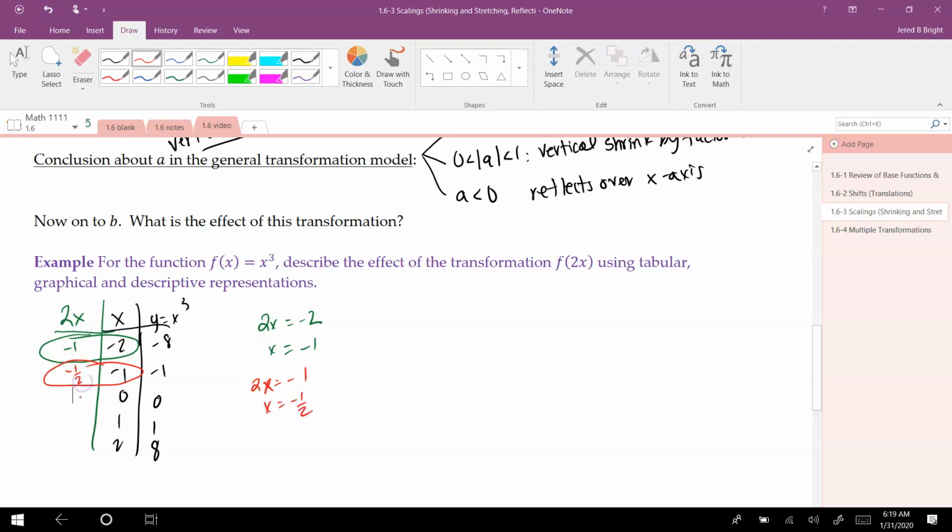And so let's see, 0. Okay, 2x equals 0 is going to be 0. That's really boring. So moving on there. Next one here, 2x is equal to 1. And so then x is equal to 1/2. And so at this point, you might start to see the pattern. Maybe, maybe not. This one's going to be 1.